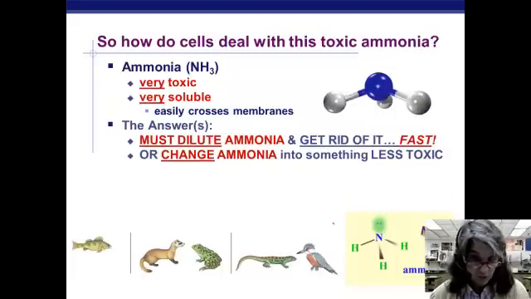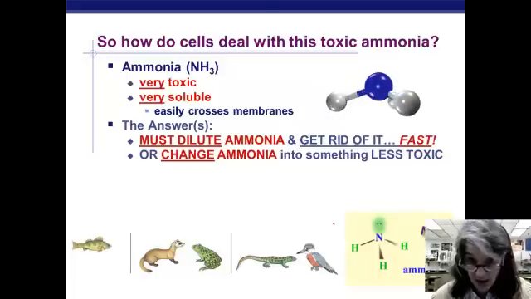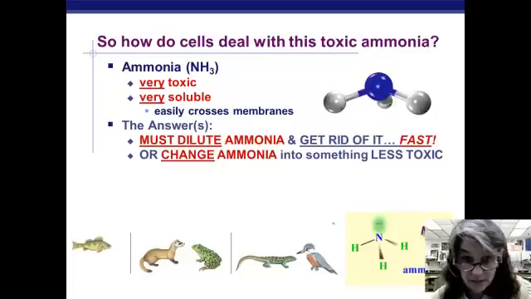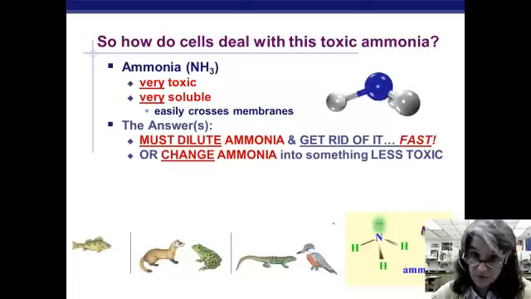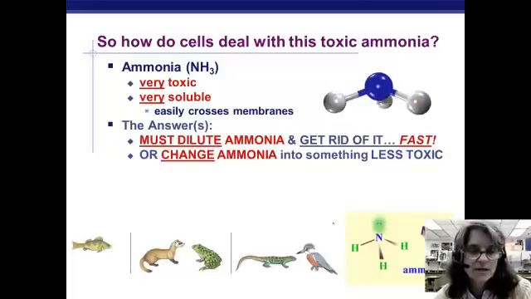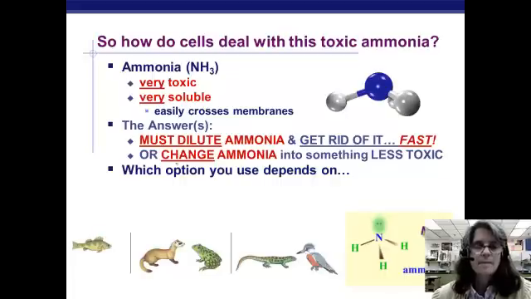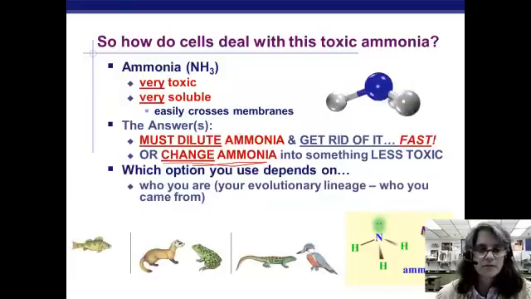Our freshwater fish will be dealing with it that way. Now, if you can't pee all the time, if it is not socially acceptable or if you most likely do not live in fresh water and are not constantly taking it in, you've got to change that ammonia into something else that is going to be less toxic for you, and then get rid of that when you can. So this is what we do. We're going to change the ammonia into something that's not quite so disgusting, and we'll get rid of it as soon as we're able. Okay?